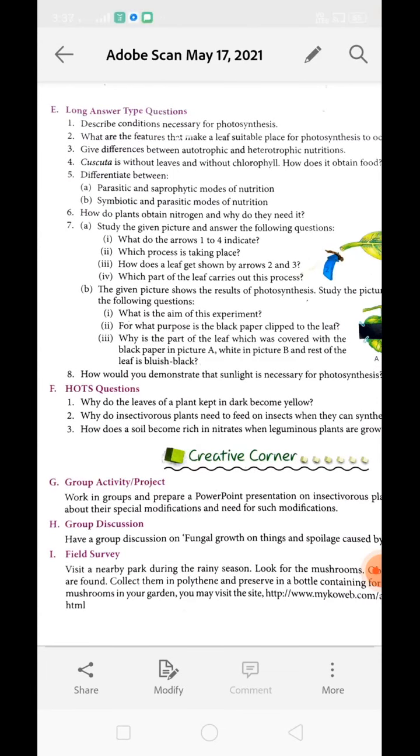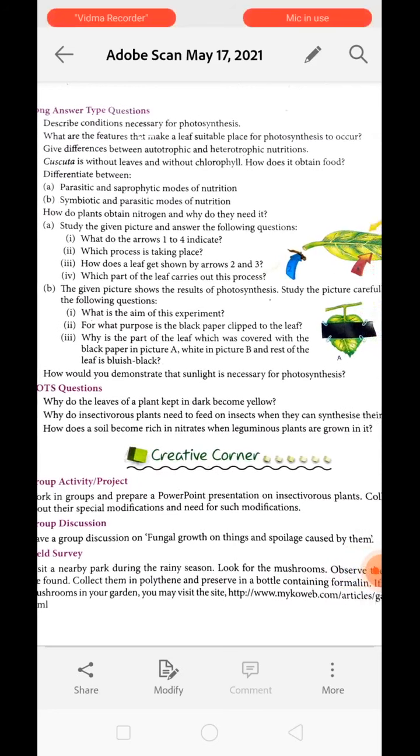Fourth question. Cuscuta is without leaf and without chlorophyll. How does it obtain food? Cuscuta is without leaf, without chlorophyll, but still it can get its food because it exhibits parasitic mode of nutrition. They form haustoria. These haustoria penetrate the host plant up to the phloem, and from over there, from the host plant's phloem, they derive their nutrition.